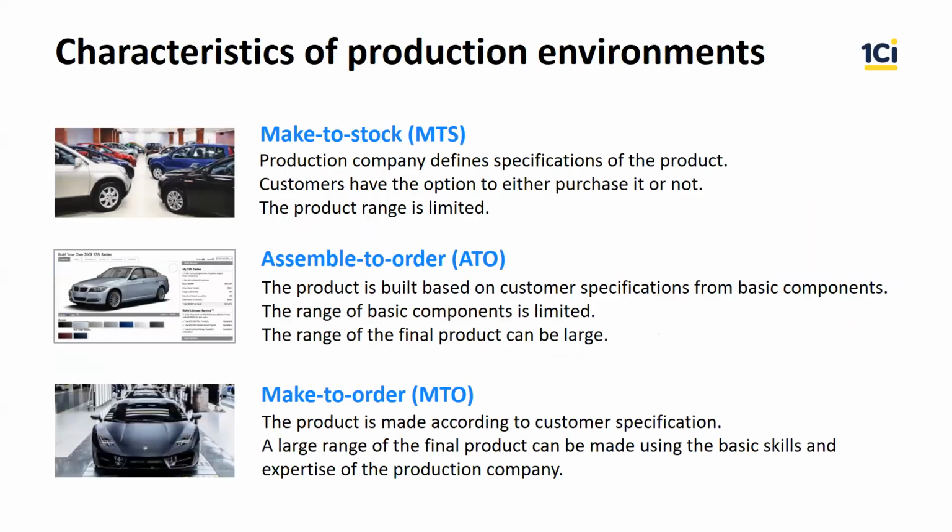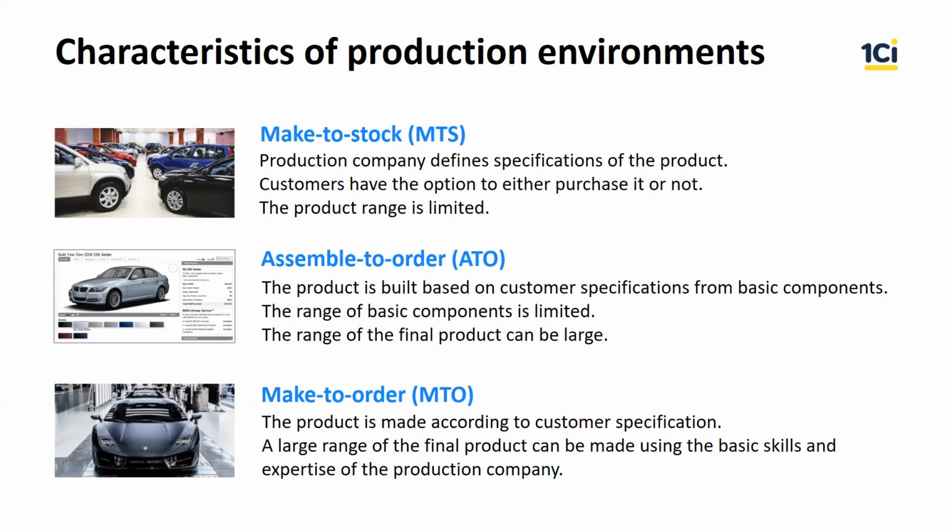In a make to stock environment, it is the production company that decides what to produce and which specification the product might have. The make to order type of environment is on the other side of the spectrum, where the client decides what they want according to their own specification, and production companies offer the skills that they have. And somewhere in between is assemble to order, where the production company offers a range of components and customers build their own product based on this component range.